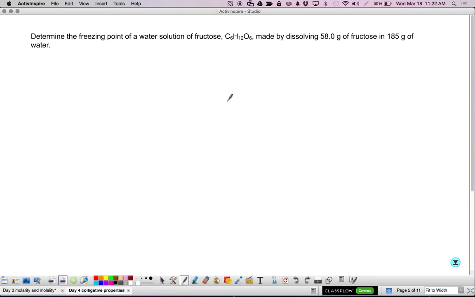Determine the freezing point of a water solution of fructose made by dissolving 58 grams of fructose in 185 grams of water. Now, one of the things that I'm going to tell you here, the compounds that we're going to be doing in this unit are going to be kind of beastly to get molar masses of. Use the Lentech molar mass calculator to help you out. All right?